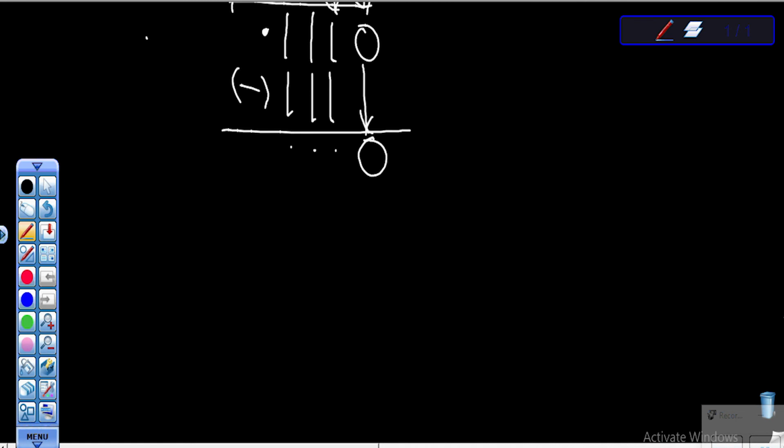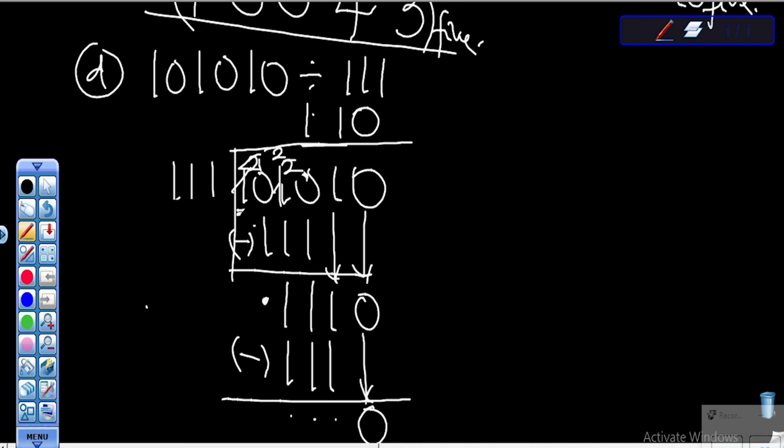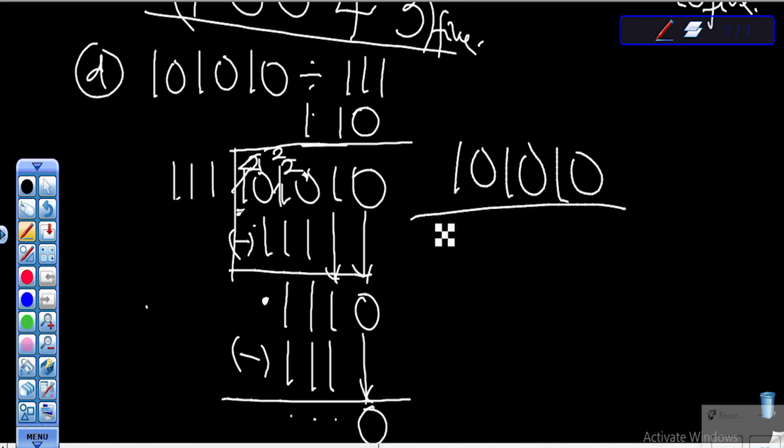So I will multiply 0 to my divisor. I will have 0. Then subtracting it, I will have what? Nothing. So now I can conclude that 1 0 1 0 1 0 all over 1 1 1 is the same thing as what? 1 1 0.